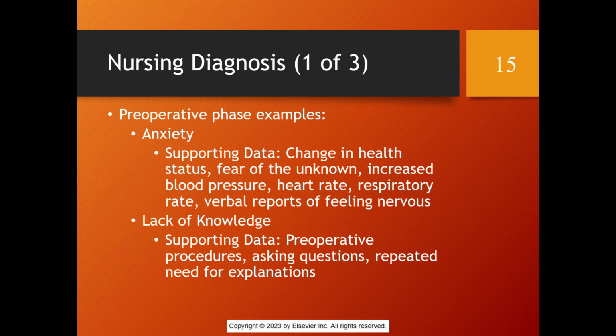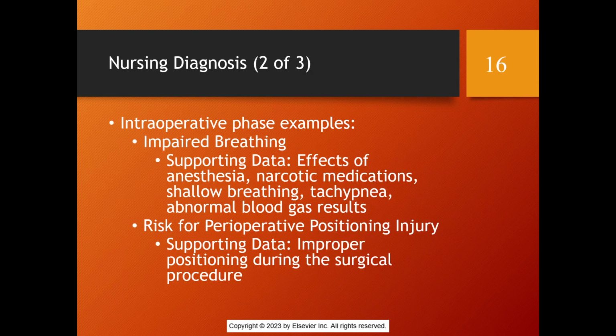Slide 16. During the intraoperative phase, the patient is under anesthesia and the surgical procedure is being performed. Two common nursing diagnoses during this phase are impaired breathing and risk for perioperative positioning injury. Impaired breathing can occur due to the effects of anesthesia and narcotic medications, which can depress the respiratory system. This can lead to shallow breathing, tachypnea, and abnormal blood gas results. As a nurse, you'll need to continuously monitor the patient's respiratory status, ensuring adequate oxygenation and ventilation.